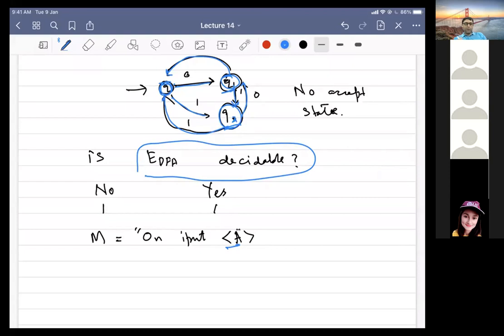Is there anyone who still thinks that no, it is not possible to decide EDFA? Is there any confusion? Still any confusion?